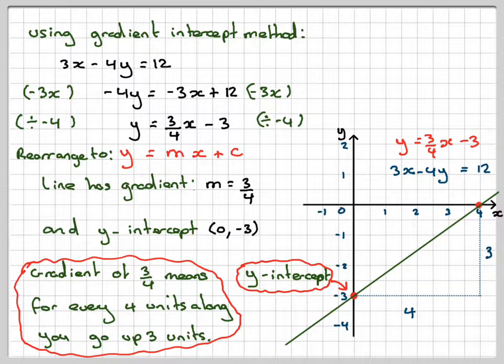So this has been a video to show you how to draw a straight line graph using two different methods. I hope you've understood, and I thank you very much for watching.